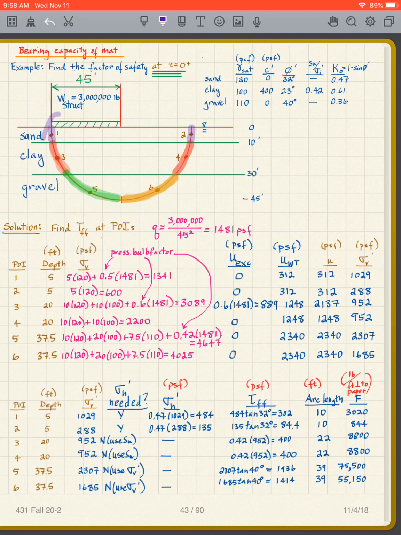But for 1, 3, and 5, I've got the same as for 2, 4, and 6, but then I have to add in the pressure bulb factor times the Q for the structure. So you have to put in your pressure bulb factor. The Q for the structure here is what? The weight of the structure is 3 million pounds. The B is 45, so it's 3 million divided by 45 squared.